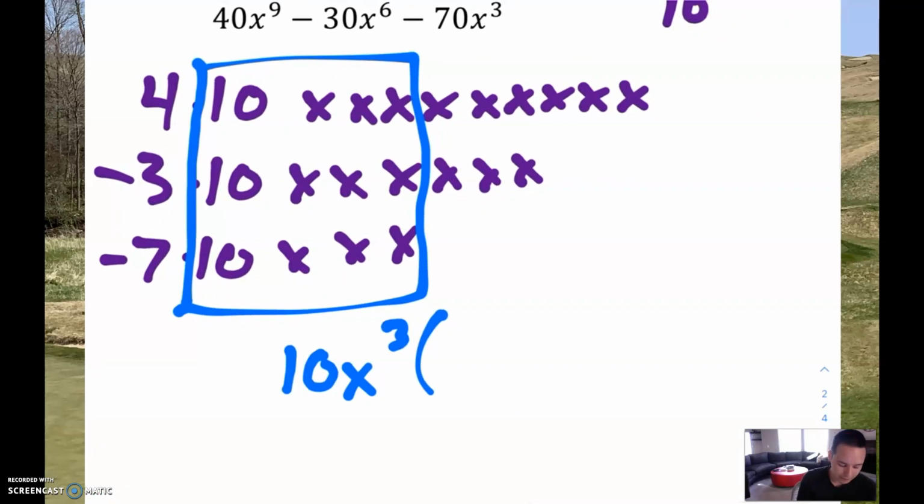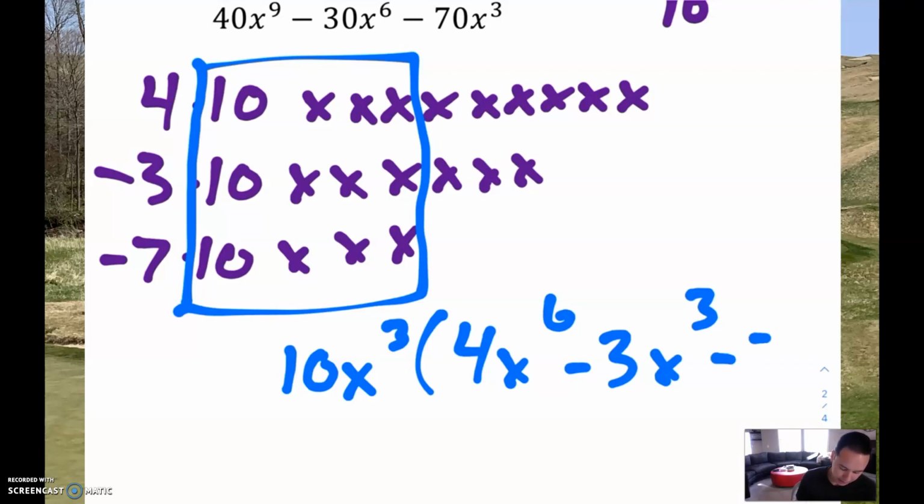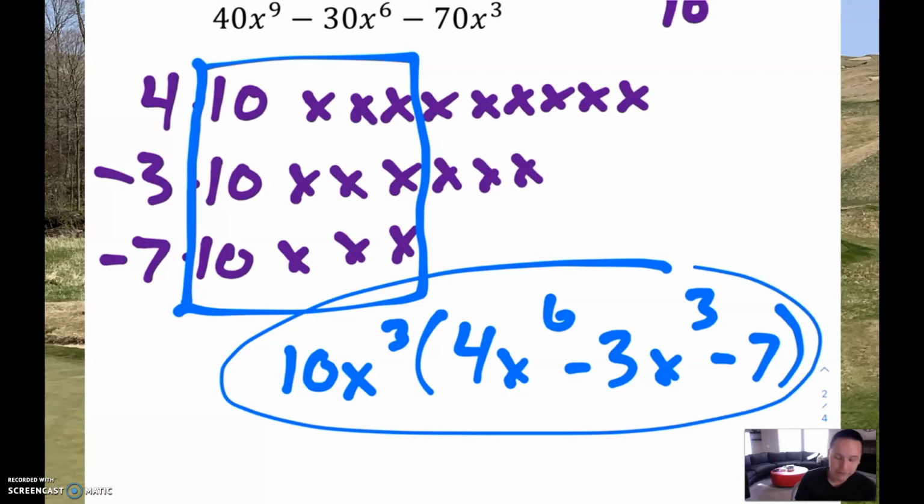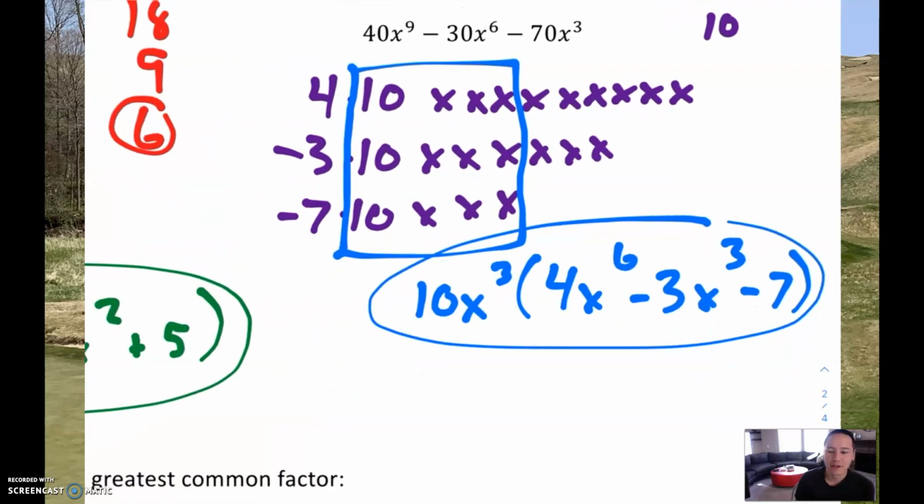And then we look at what's left. On the top, we have 4x to the 6th. In that middle row, we have minus 3x to the 3rd. And in the last one, we have minus 7. And that is factoring by the greatest common factor.